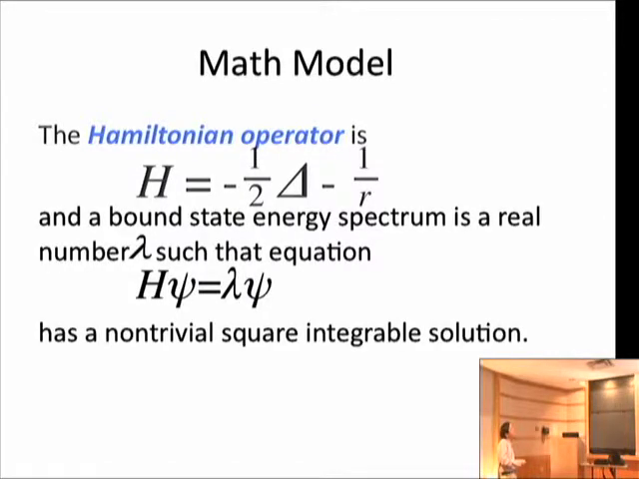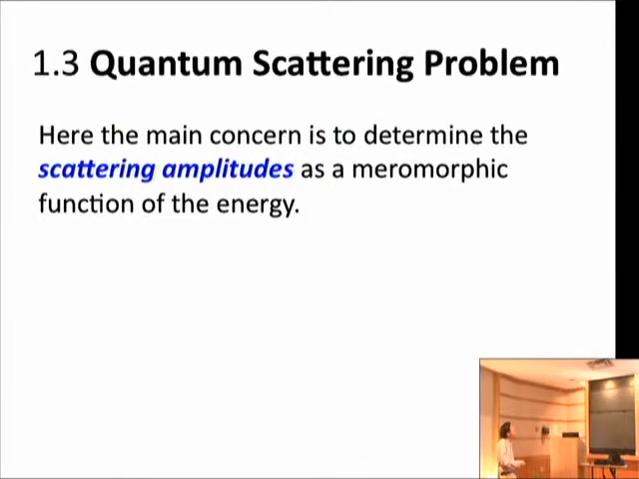And what do we mean by bound state energy spectrum? Well, first of all, it's a real number lambda such that this equation has a non-trivial square integrable solution. Non-trivial means not identically 0. Square integrable means that if you take the absolute value squared of this and integrate against the Lebesgue measure over the whole R^3, it should be finite. If you pick a random lambda, the only square integrable solution you have is 0, the trivial one. So this lambda has to be a special one.